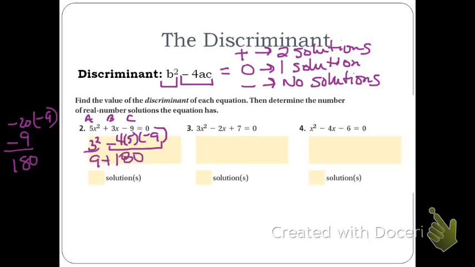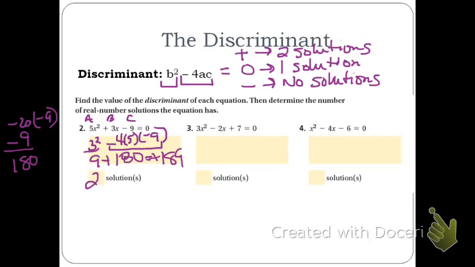Remember, all I'm trying to find out is if my answer is going to be positive, negative, or 0. Well, if I take 2 positive numbers and I add them together like this, 9 and 180, sure it comes out to 189, but what I care about is whether or not it's positive. And this time it is. So therefore, this quadratic, if we were to solve it, should have 2 solutions.